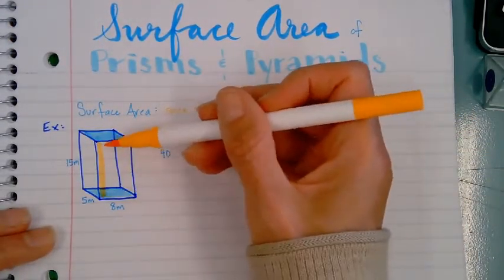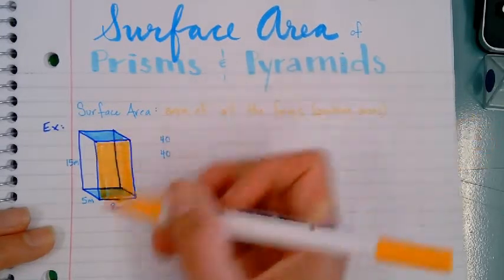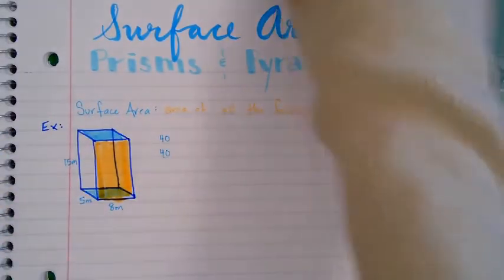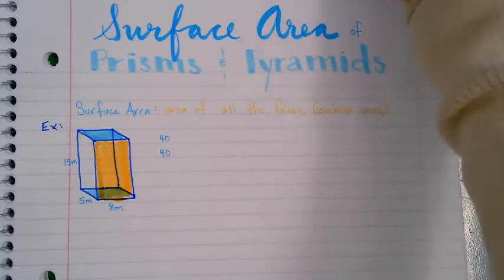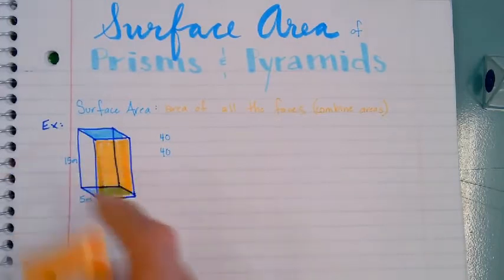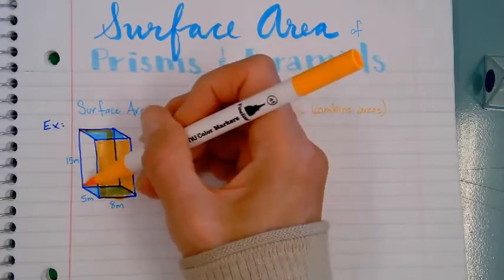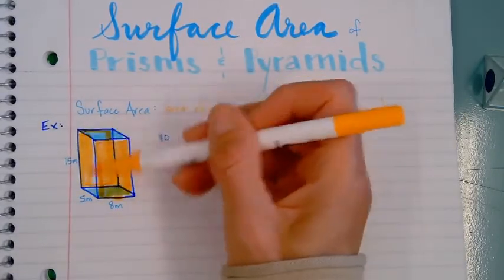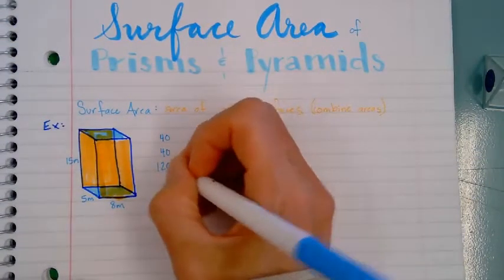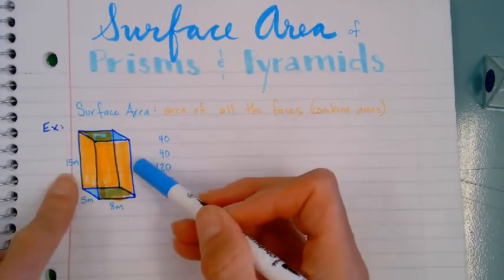Now let's look at this very front part. This front part is 8 by 15. So we calculate 8 times 15, and that gives us the area of the very front of our rectangular prism. That's 120. So this and the back, they're both 120. So the front and the back, 120 plus 120. That's 4 sides, but our prism has 6 sides.